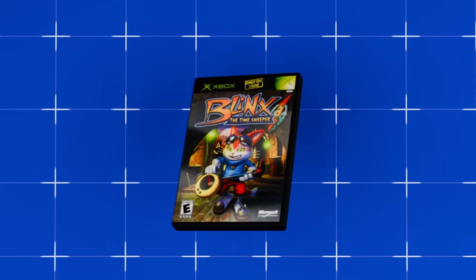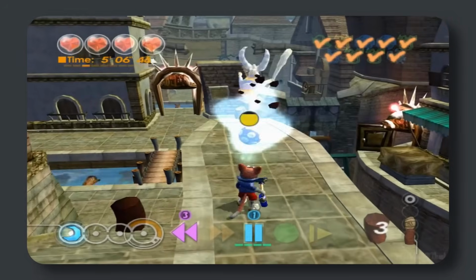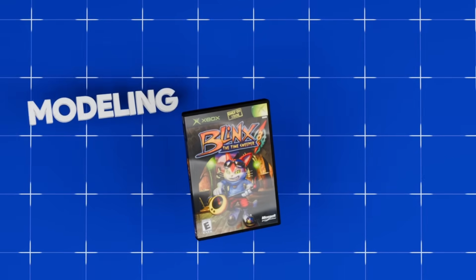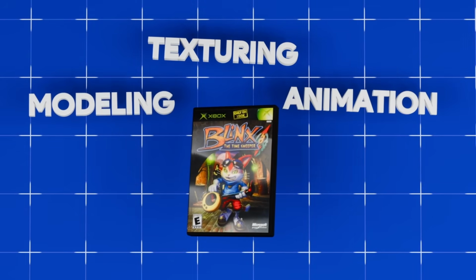We want to now identify all the tools and skills used for each piece of inspiration. For example, Blink's the Time Sweeper. This is my childhood game, and there's so many skills that bring this thing to life, like modeling, texturing, and animation. But we're not choosing any of these yet. We just want to figure out what skill excites us the most and filter out the rest.